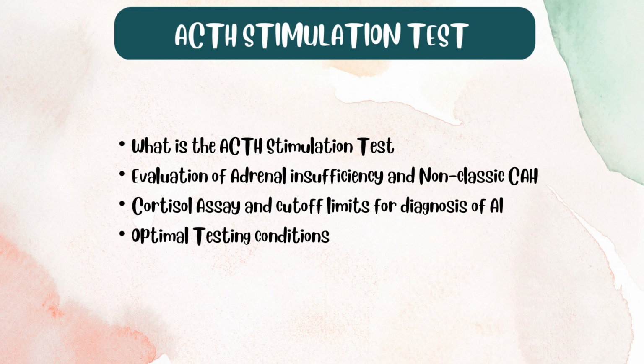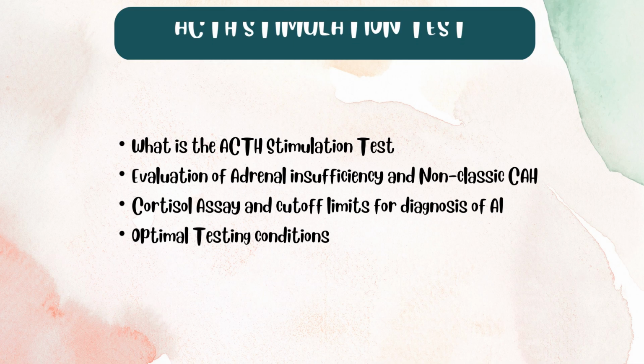In this video, we will review the ACTH or cortrosyn stimulation test in both the diagnosis of adrenal insufficiency and nonclassic congenital adrenal hyperplasia, recent changes to the cutoff limits of the cortisol assay, and optimal testing conditions. The ACTH stimulation test is performed to determine if the adrenal glands can respond appropriately to exogenous ACTH. I recommend that you review our other video on the basic physiology of the hypothalamic pituitary adrenal axis if you are interested in understanding cortisol regulation in normal physiology.